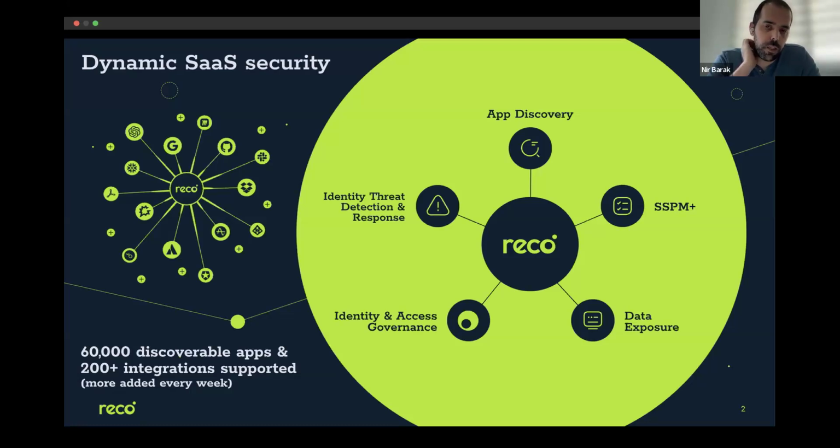We can show you data exposure. That means if you have files in your drive and you have overexposed those files with permissions, or identity governance, such as SSO, MFA, all those basic misconfiguration settings, threat detection and response, application discovery, and SSPM, posture management, which is alerts and threats. We do all those things in one big suite, which is mostly based around ClickHouse and its performance.